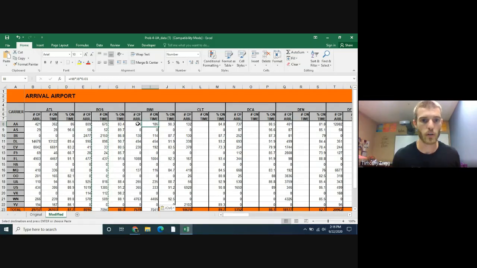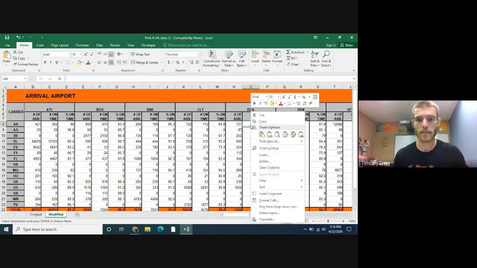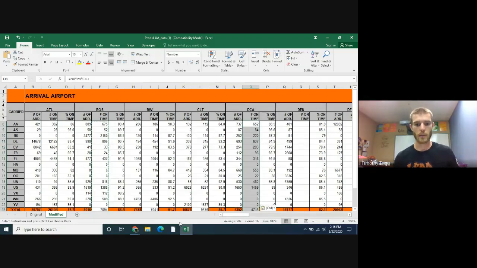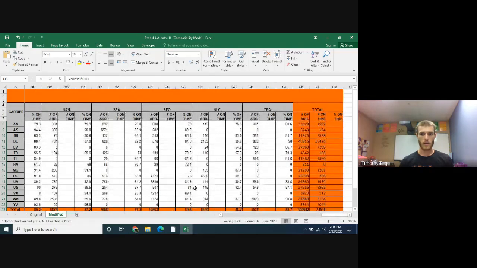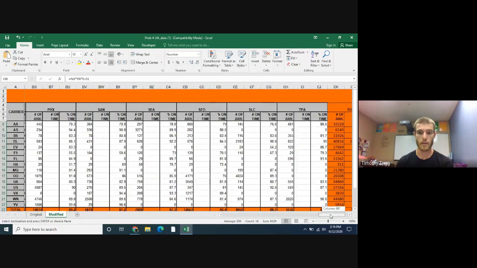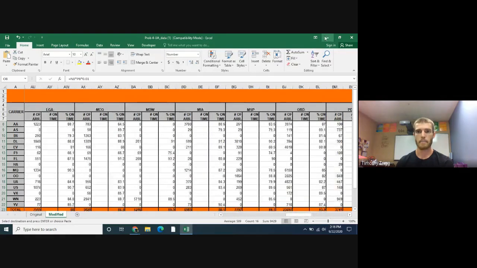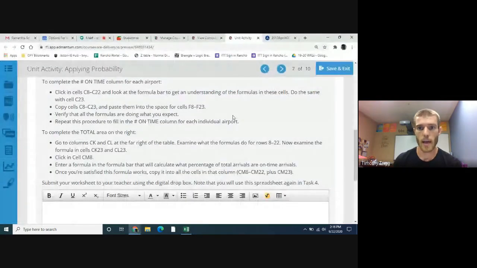Notice for this value, it took this cell times 0.01, and that'll give you that. Then you would just simply paste again, all the way down for all of these airports. All the airports. Okay, so I want you to go ahead and do that. If it's not making sense, go ahead and rewatch that again. And you're going to turn in that spreadsheet as part of this assignment.